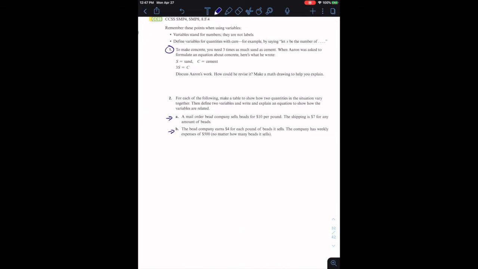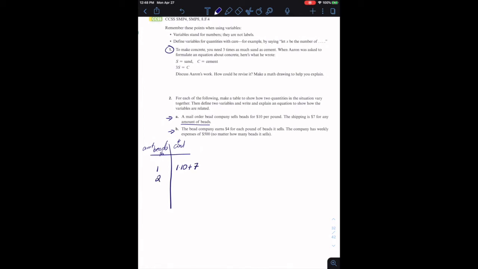So if we have a table, we really have 2 variables here. The amount of beads, and that's in pounds, and the total cost in dollars. So if we're sending 1 pound of beads, what are we going to have? How much is that going to cost the customers? So it's going to be 1 pound at $10 per pound plus $7.